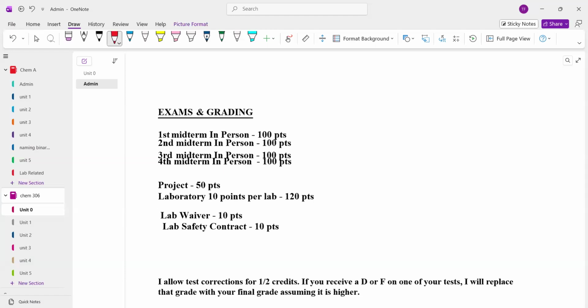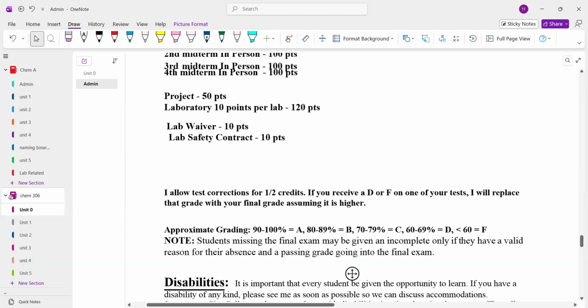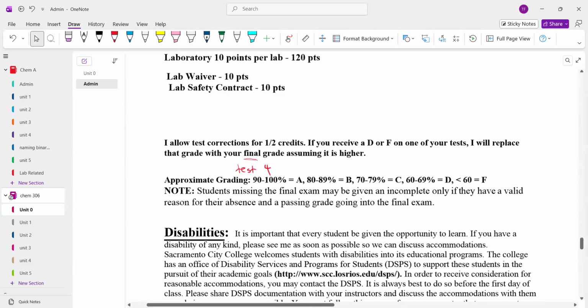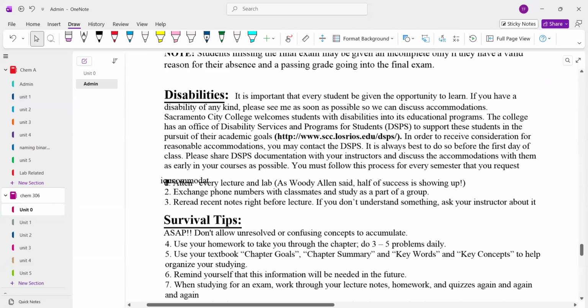I also allow test corrections. What I mean by that is if you miss a problem and you redo it and turn it back in, I'll give you half credit. If you get a D or F, I will replace your grade with your final grade, that's test 4, assuming it's higher. And I go 60, 70, 80, 90 as far as grades go, and I also round. Okay, if you have an accommodation, obviously we need to exchange information on that.